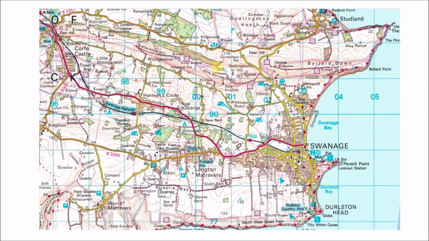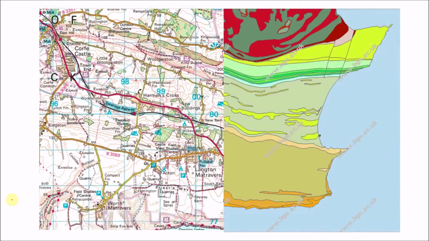If we have a look on this map here of Swanage Bay, you can see that classic headland and bay formation where we've got one large headland here which consists of Ballard Point and an area known as the Foreland. And we've got another headland here which consists of Peveril Point and Durlston Head, and then we've got the bay in between. If we overlay the types of rock, again you can see a little bit more clearly how this bay has developed.